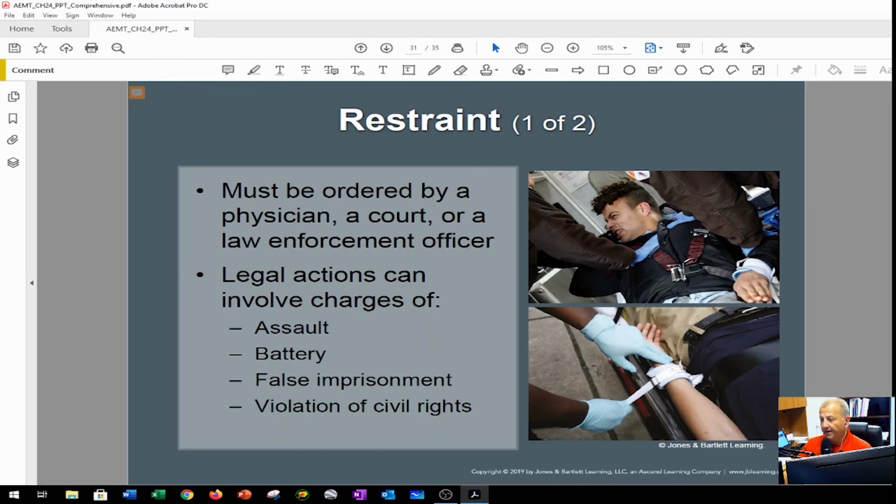You can use restraints to protect yourself or to protect others from bodily harm, or to prevent the patient from harming themselves. That's the only time you can use restraints. And there needs to be some type of chemical restraint used as well. You'll have to call for an ALS unit for that.